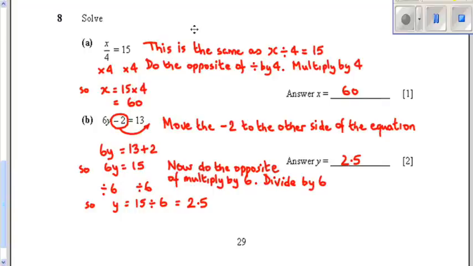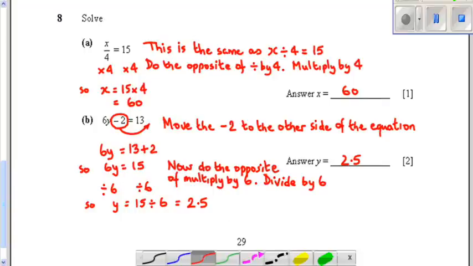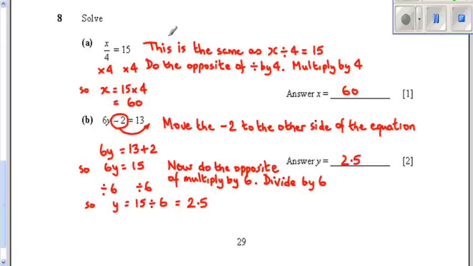Okay, so here's question 8. When you see the word solve, straight away I need you to think that you're going to find the value of x. So in this case you're solving for x, so we need an answer at the end that gives x equals some number that makes this equation correct. So remember, x over 4, when it's written like that, is the same as x divided by 4. So that's telling us x divided by 4 is equal to 15. So we're looking for a number when we divide it by 4 that gives us the answer 15.